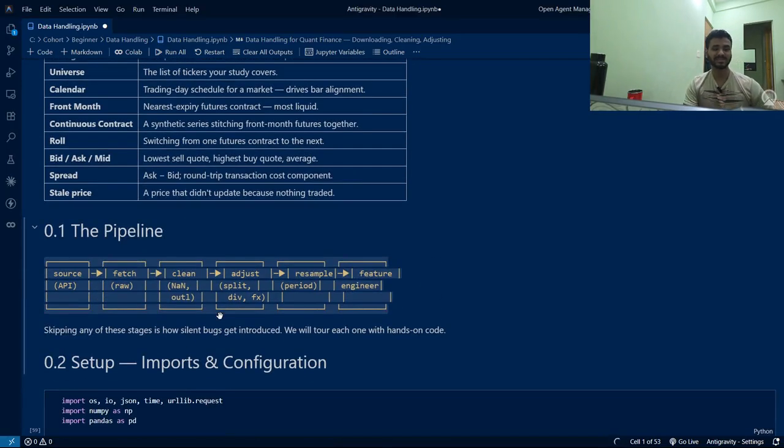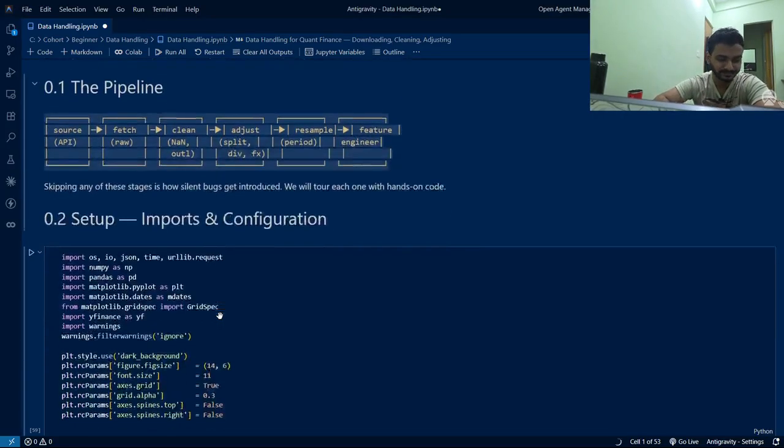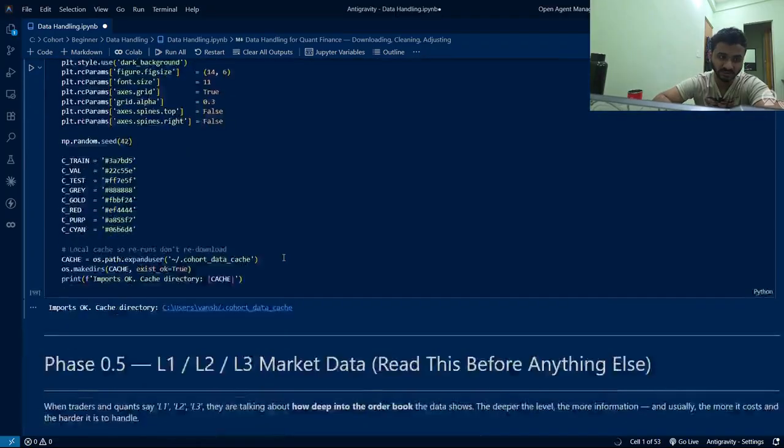Now, what does a data handling pipeline actually look like? It's your source API. You create a script, you create an API that fetches your raw data, and then it cleans the NaN and outlier values, and then it adjusts for splits and dividends. Then it resamples into the time period you are actually trying to model, and then you can do feature engineering. Now, this is the code for setup.